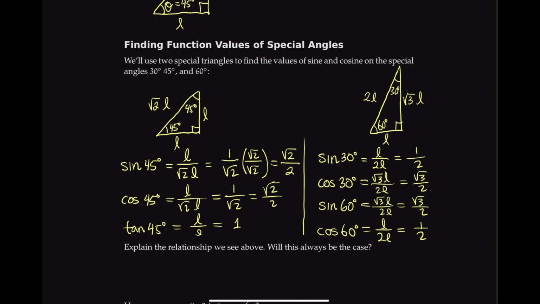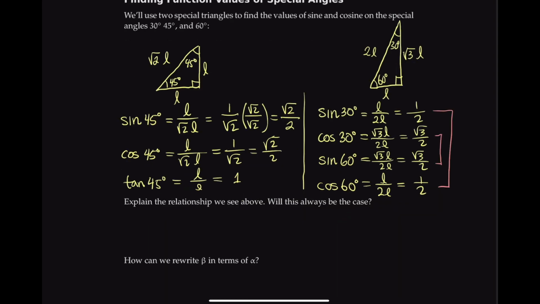Now you might be noticing a pattern here: these two ended up being the same value, and these two ended up being the same value. In fact, when I take the cosine of 30 degrees, that ends up being the same as the sine of 60 degrees. And the sine of 30 degrees ends up being the same as the cosine of 60 degrees.